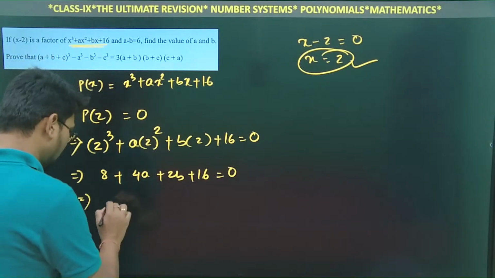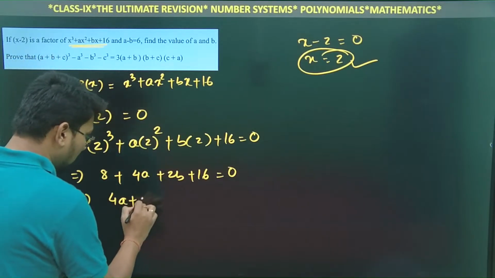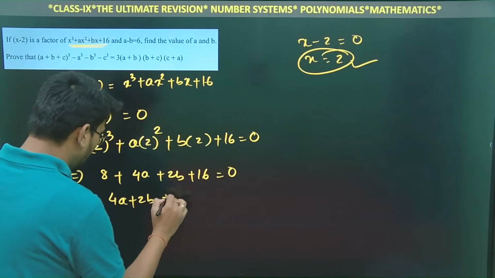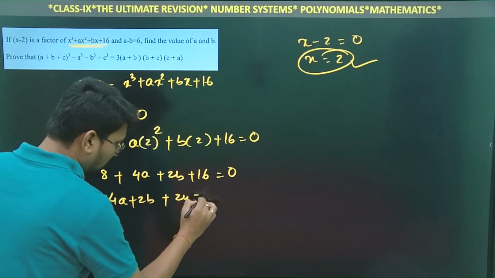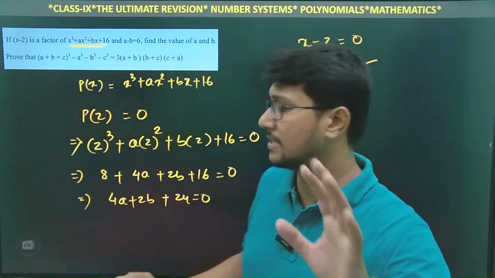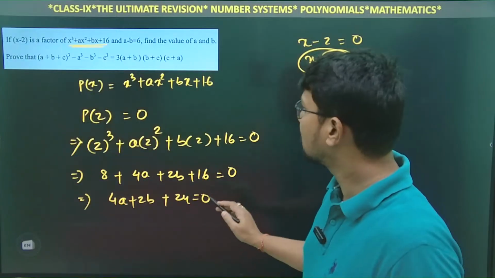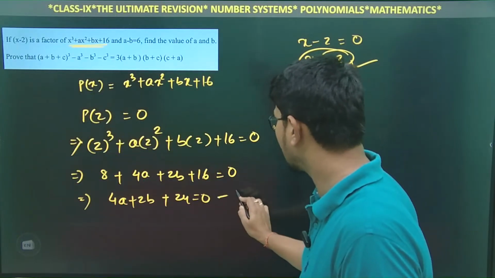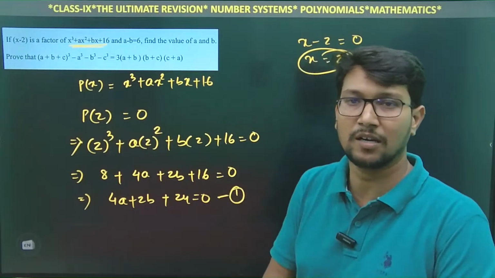4a plus 2b plus 24 equals 0. Is that clear, everyone? Check. So we will take this as equation number 1.